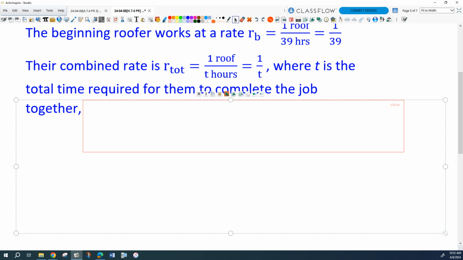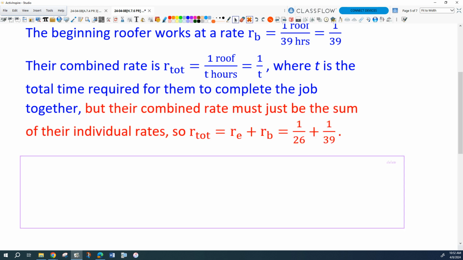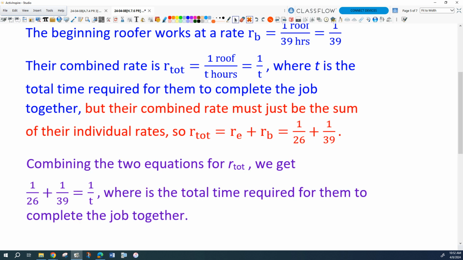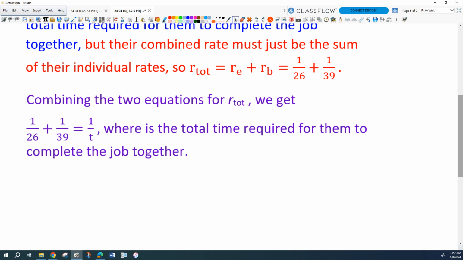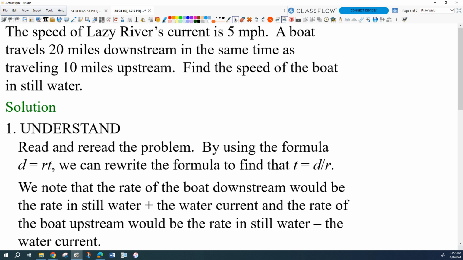And we get that equation, right? The rates add up. The total rate would be 1/26 plus 1/39. We know that those have to add up to 1 over T. And then we just do the same math. Okay, so for your notes, to me, this is a little clearer way of thinking about it, a little clearer way of expressing it, but you can decide.